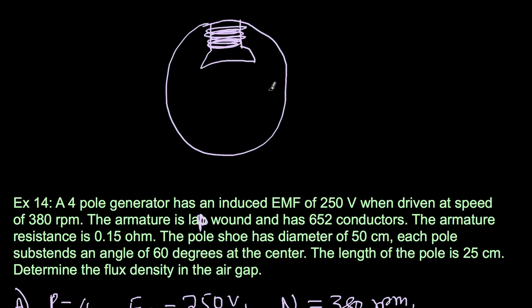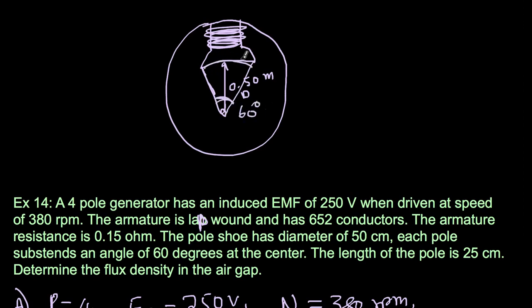So anyway, what is given in the question is the pole shoe has diameter of 50 centimeters. So the diameter of this is 50. So this total diameter is 50 centimeters. So therefore from center the radius will be 25. So that's a different thing. Each pole subtends angle of 60 degrees. So if I take the center, this angle is 60 degrees.